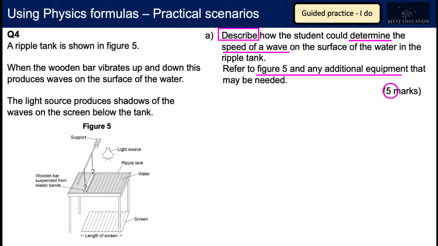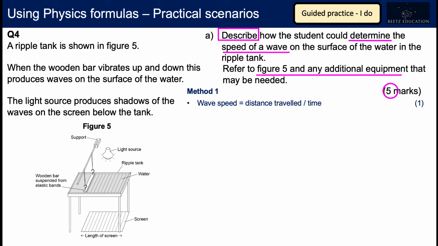Now, a lot of students really struggle with this required practical. Okay, it's quite difficult to get your head around how the different bits of equipment are actually used to obtain the quantities needed to calculate wave speed. Notice it's not just the equipment in figure 5, it's any additional equipment that I may need. Now there's 2 different methods I could use for this because there's 2 equations with wave speed in.